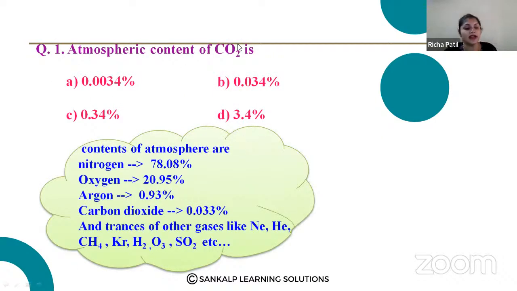So atmospheric content of carbon dioxide is... you can see here what the contents of the atmosphere are. Nitrogen is 78.08%, oxygen is 20.95%, argon is 0.93%, carbon dioxide is 0.033%, and traces of other gases like neon, helium, methane, krypton, O3, SO2. So they are in some traces. So the answer for atmospheric content of carbon dioxide is 0.03. So it is B. Okay, so B is the correct answer.